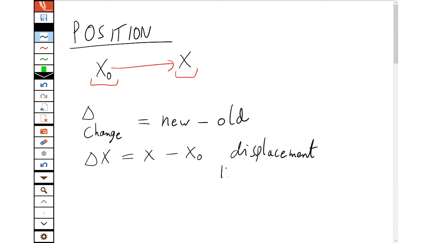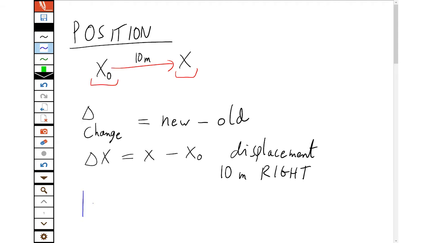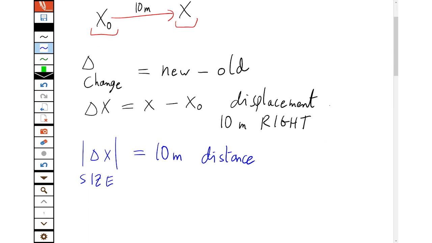For example, that might be 10 meters to the right, like we just saw. Or if you just have the size of it, these two vertical lines just mean the magnitude of, which just means take the size of it. That would just be 10 meters with no direction. And that's just a distance. And there's a couple of situations where that would be important.